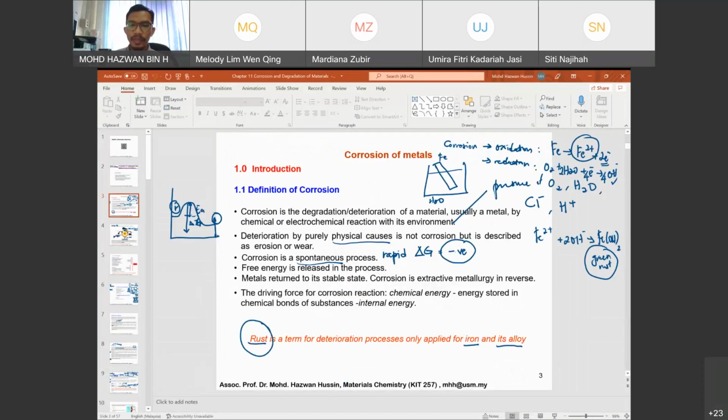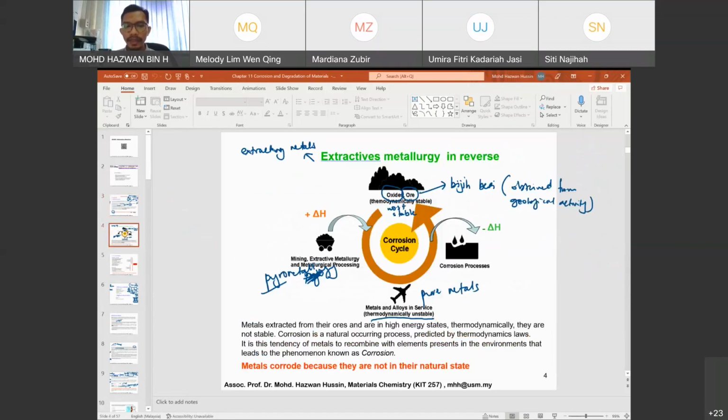water, the presence of any impurities, anionic impurities, chloride ions for example, pH, relative humidity, and so on. The corrosion process is also a spontaneous process. Always remember that delta G will be negative in value. And why metals tend to corrode naturally is because they are thermodynamically unstable in their current form.